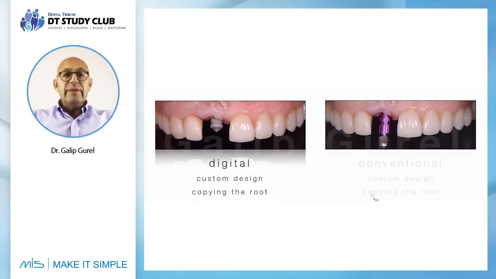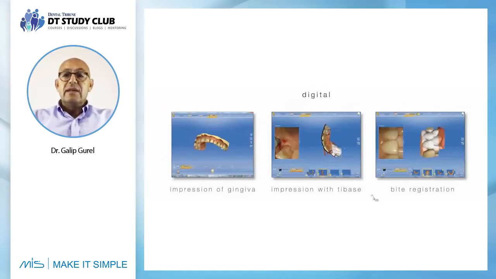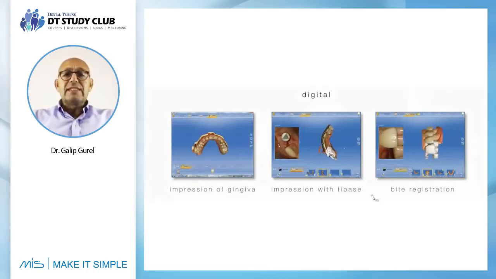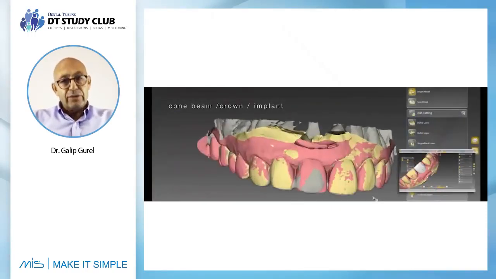So we will make the custom design of this emergence profile by digital means, and we will try to copy the root of the extracted tooth. So how do we go into that procedure? Well, we will go back to the library, where we did the CBCT, the scanning of the patient, and with the software available here today, we will simply put it into the in-lab program in this case.